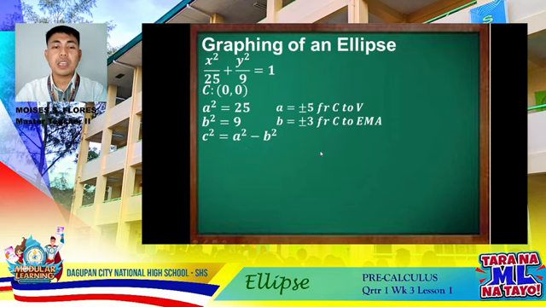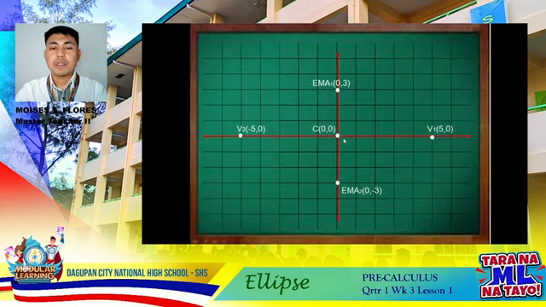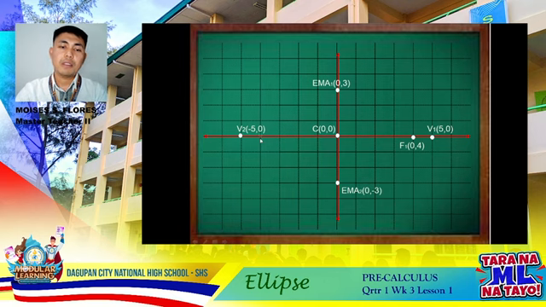From the formula a squared minus b squared, we simply substitute. We have 25 minus 9 equals 16. Then extract it also. Take note that your c should always refer to our distance from the center to your focus, and that is 4. So again, show it on the graph. From the center, 4 units to the right.